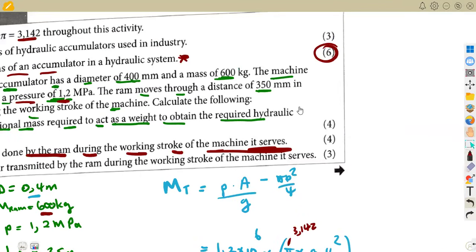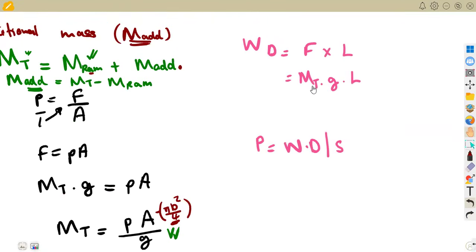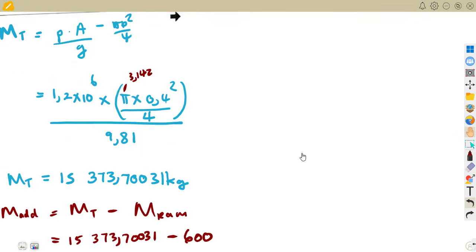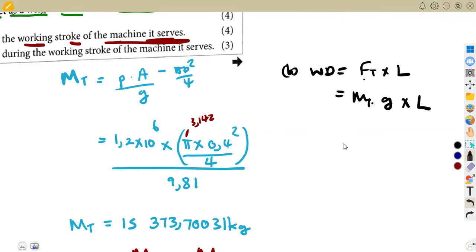Work done is force times distance. So it's going to be total mass times gravitational acceleration times the distance moved by the RAM. That is the formula we are going to take for the work done. I'm just going to calculate it here as our B. The work done is given as the total force times the distance moved by the RAM. The total force is the total mass times the gravitational acceleration.